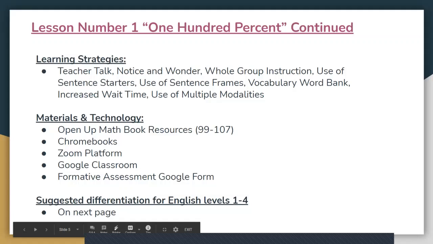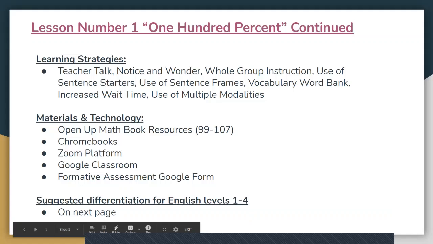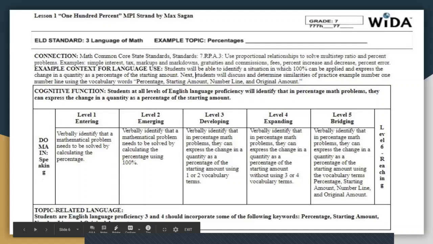The materials and technology used were the Open Up Math Book resources, pages 99 through 107. These are the textbooks that we use in our math curriculum. Students' Chromebooks, the Zoom platform, the Google Classroom, and the formative assessment Google form. The suggested differentiation for English levels 1 through 4 are found here.